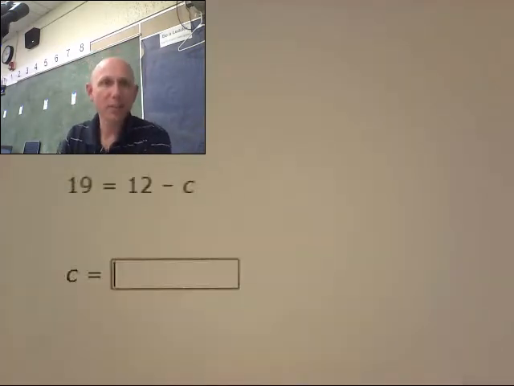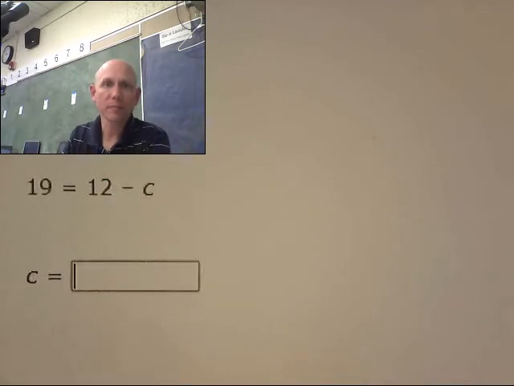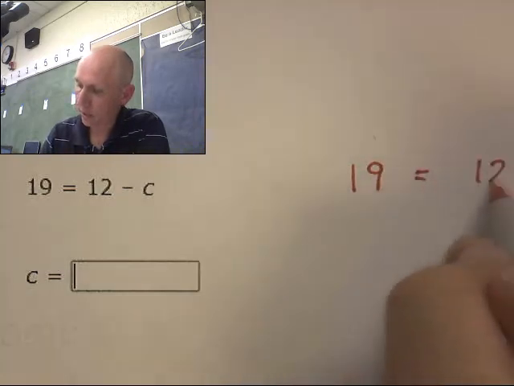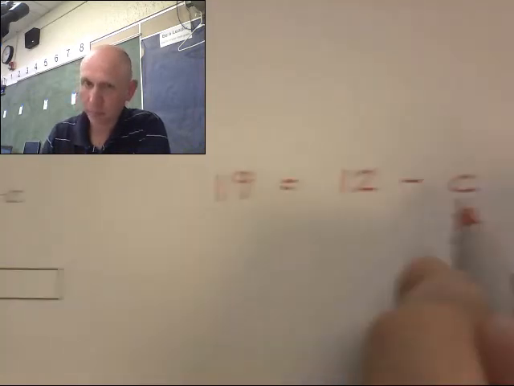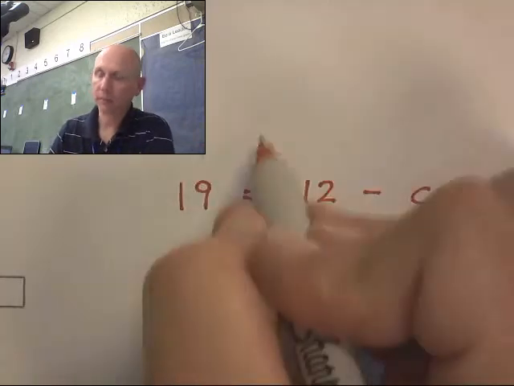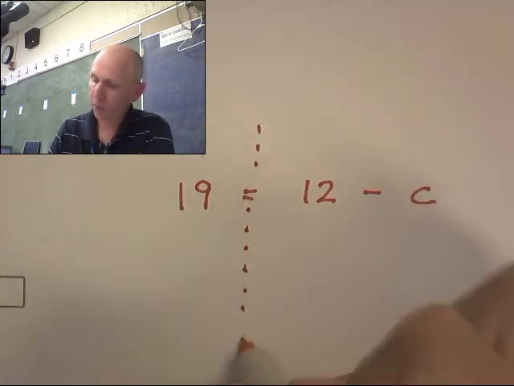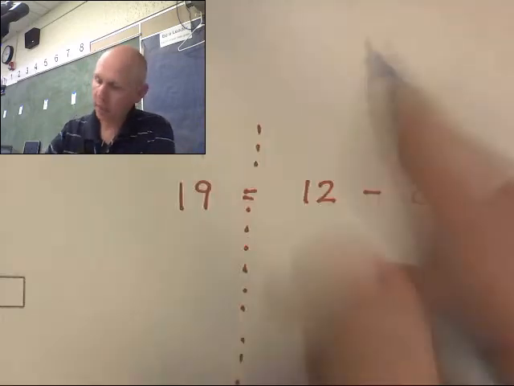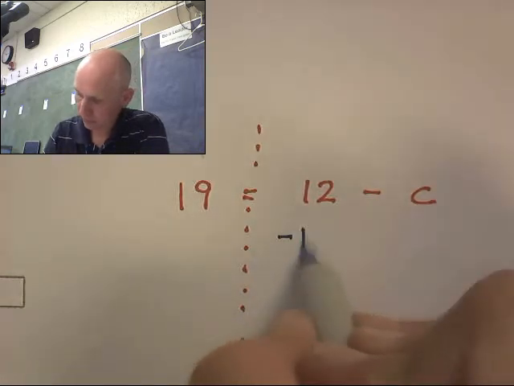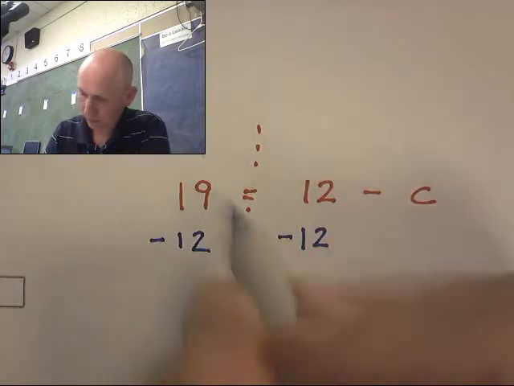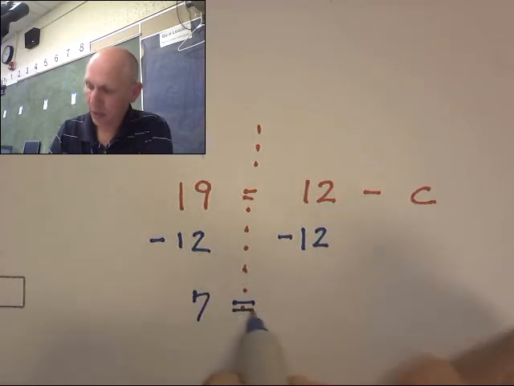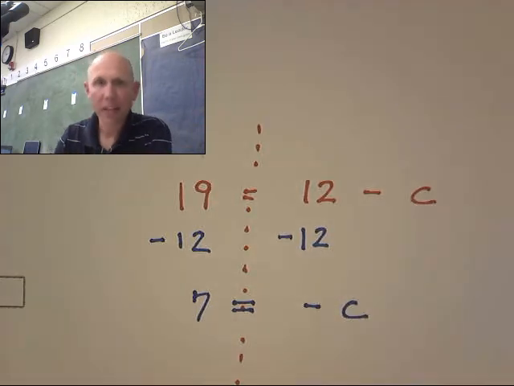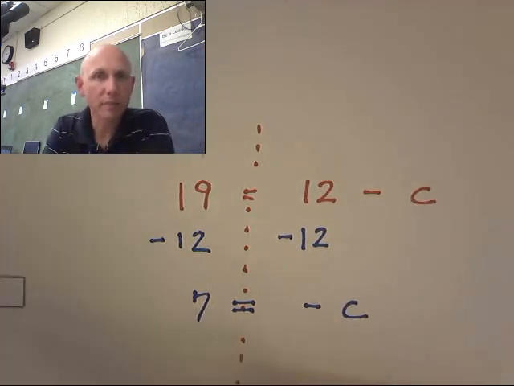Okay, this is interesting. This one actually looks pretty simple. There's one idea in here that I want you to see. Once again, I'm off the screen. Here's the equation. What do you want to do first? Subtract. Let's subtract 12 from both sides. It's going to give me 7 equals what? Negative c. This is not solved yet.